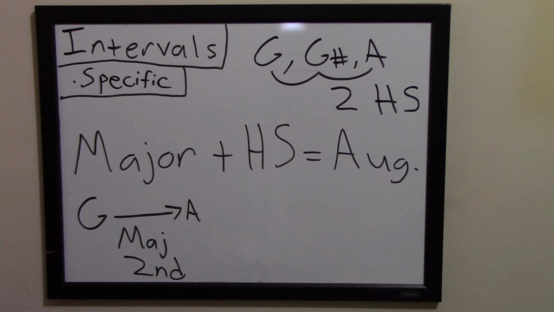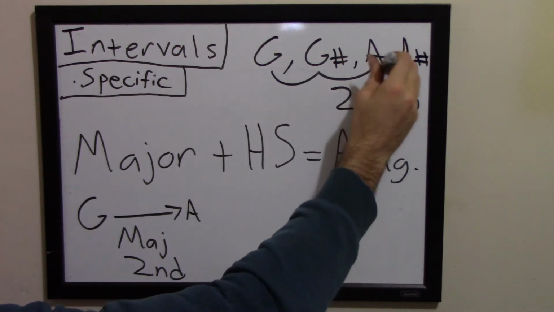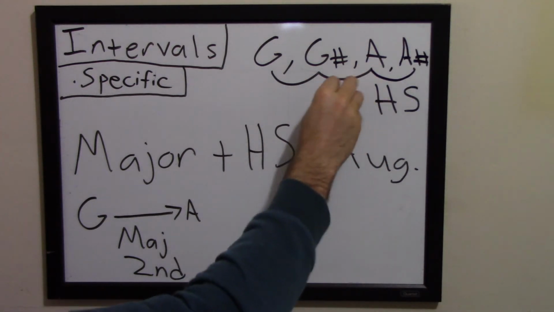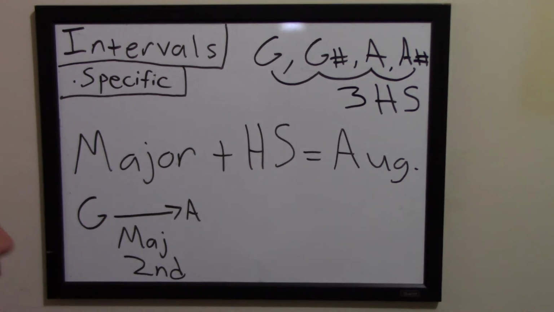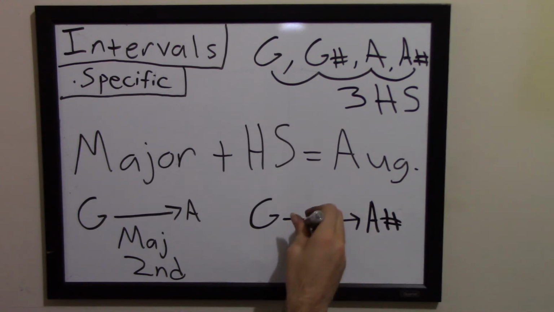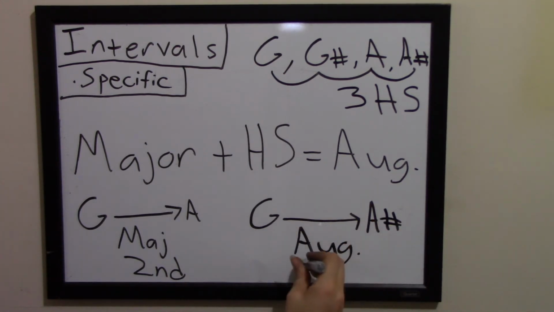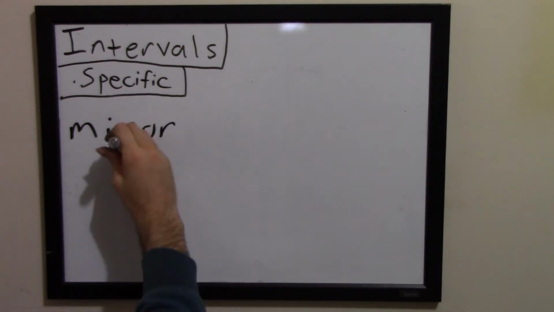So you're going to take that 2 and you're going to increase it to 3. So now you have a generic second that consists of 3 half steps. So instead of being from G to A, it's going to be from G to A sharp, because G, G sharp, A sharp. That is 3 half steps, but it's still a generic second because G, A, 1, 2. And it's true that if you keep going, you can have, say, double augmented or double diminished or stuff like that.